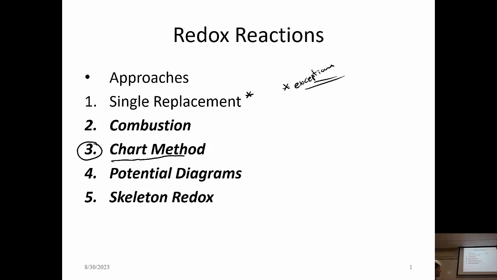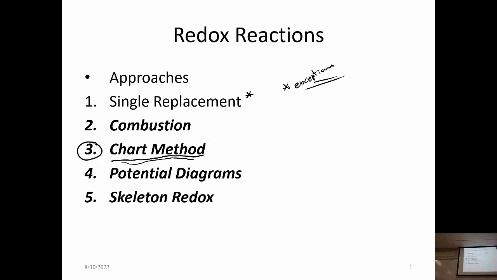In the chart method, we don't have to memorize all the exceptions. The advantage of single replacement is it's much quicker and much easier. The disadvantage is you might get the wrong answer if you don't know what you're doing. Just like the ideal gas law. The ideal gas law is easy, but you might get the wrong answer if you don't know what you're doing. Lots of people don't know what they're doing. They just plug and chug. And so to avoid that, the chart method is advantageous to use, because then we don't have to memorize the exceptions, and we can completely replace single replacement with the chart method.